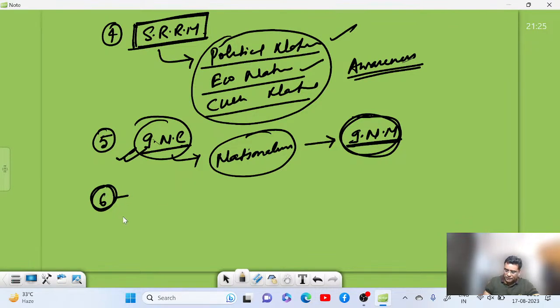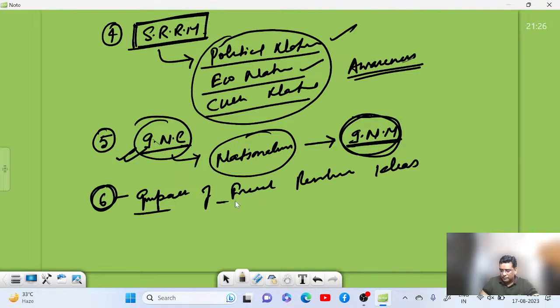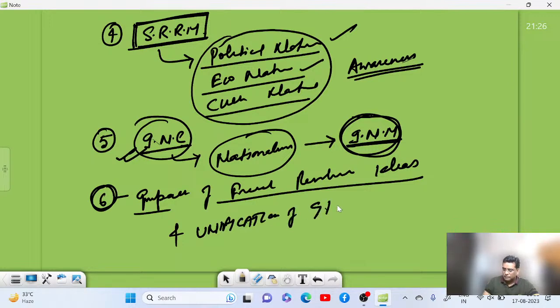Then the sixth factor is the impact of the French revolutionary ideas, and the unification of Italy and Germany in the 1870s.